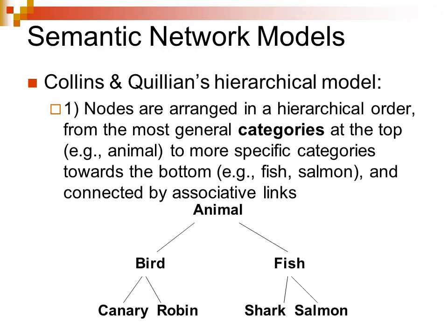Here we see a small portion of the model. So we see the categories of animal, bird, fish, canary, robin, shark, and salmon. Notice that the categories, the nodes, are arranged hierarchically, with animal the most general category at the top, followed by bird and fish, which are types of animals below that, and followed by canary, robin, shark, and salmon below those, which are types of birds and types of fish. And finally, note how related categories are connected by associative links. So canary and robin are connected to bird by associative links because they are types of birds, but they aren't connected to the category of fish, well, because they aren't fish.